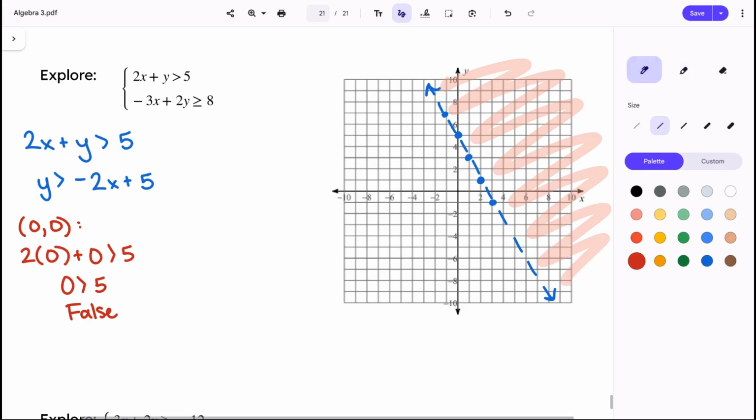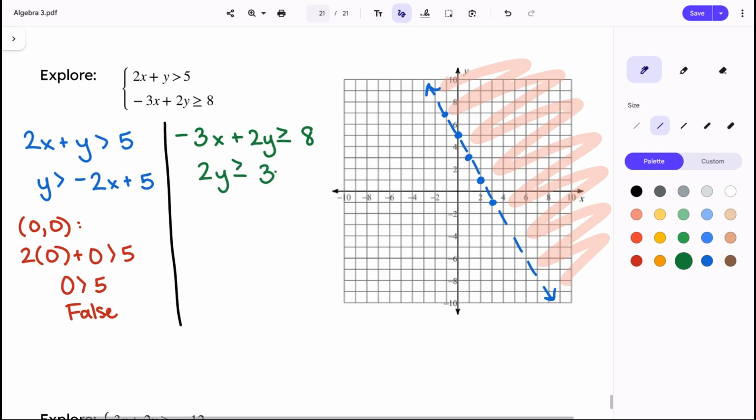And now we're going to do the same thing, but we're going to do the second equation. So I'm going to bring that one down. That one says negative 3x plus 2y is greater than or equal to 8. What would you guys do first? What did you say? Add the 3x. So we have 2y is greater than or equal to 3x plus 8. And then divide by 2.